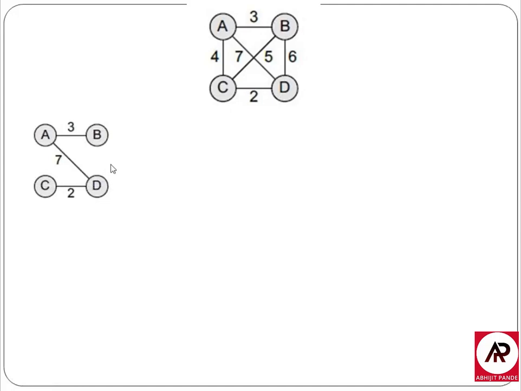Now, in order to calculate a minimum spanning tree, when weights are assigned to a graph, we have to calculate the total overall cost of the spanning tree. Here the overall cost is A to B is 3 plus A to D 7, 3 plus 7 is 10, 10 plus 2 is 12. So the overall cost is 12. Whenever we want to find a minimum spanning tree, we have to draw a spanning tree and calculate the total cost of the spanning tree.